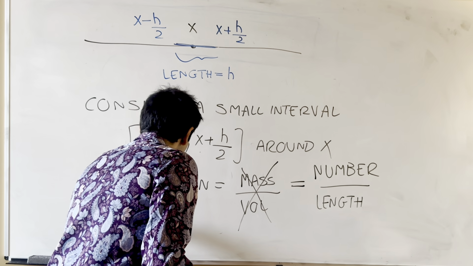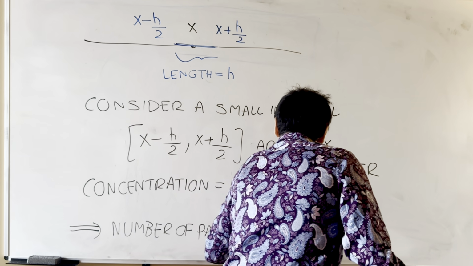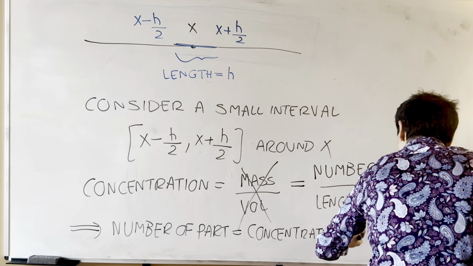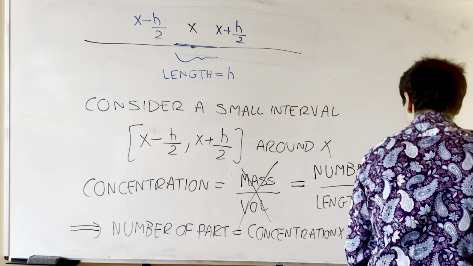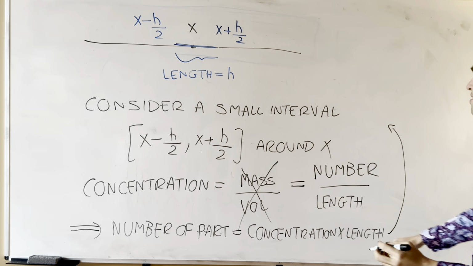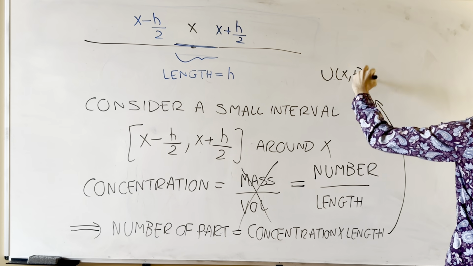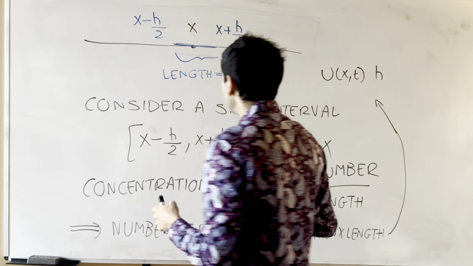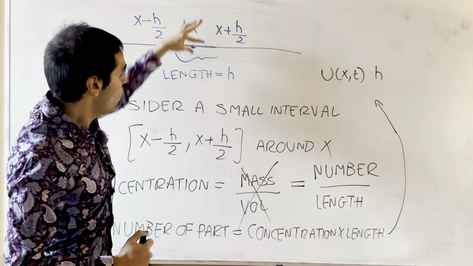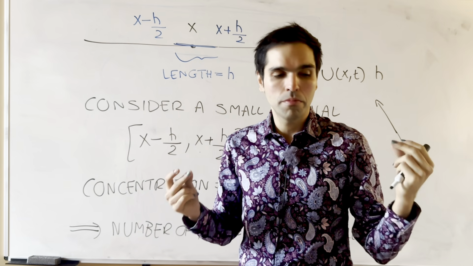So the number of particles, that is the concentration times the length, which ultimately gives us, so the concentration is u of x,t, and the length is h, so that's just u of x,t times h. In other words, to figure out how many particles are in that interval, you just take the concentration and multiply it by h. And this will be very useful for what's to come.